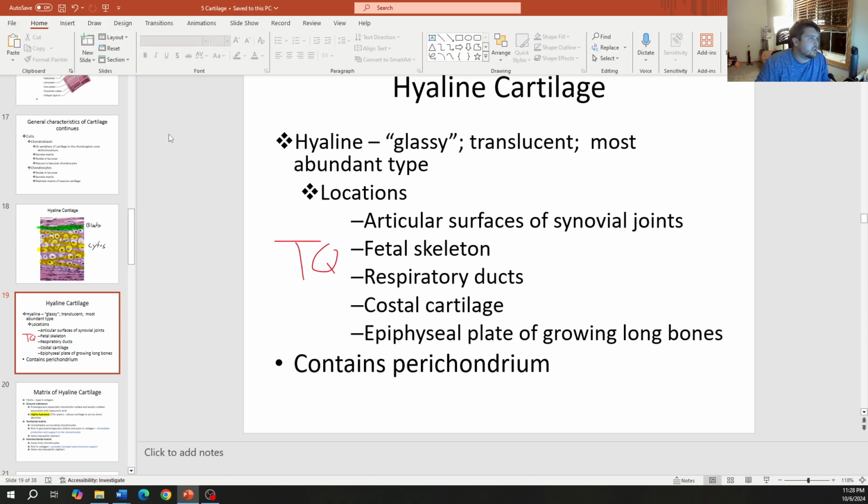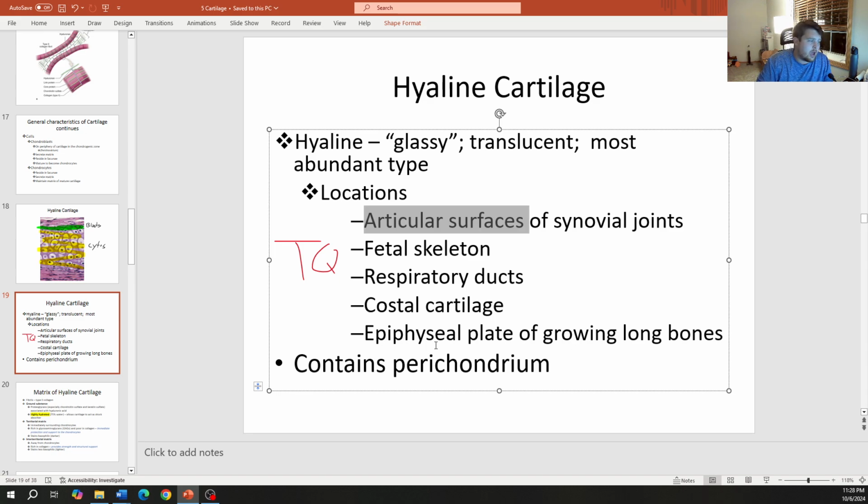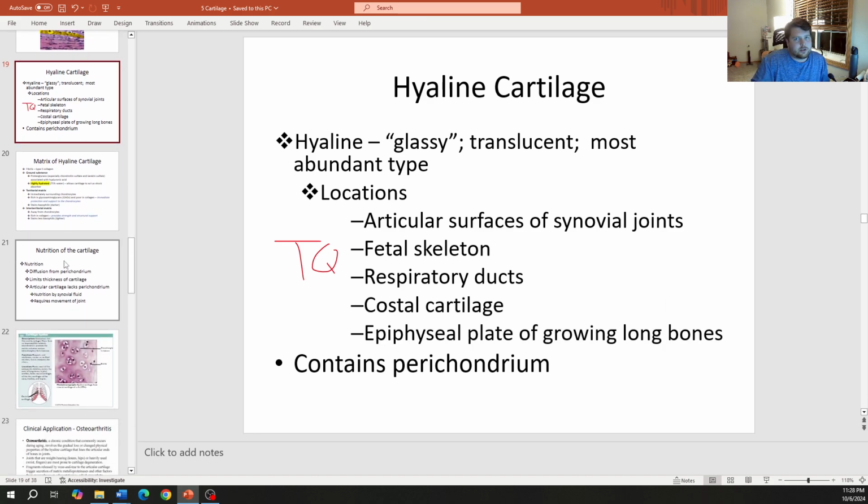So for example, the hyaline cartilage being at those articular surfaces, having a lot of water, having a lot of hyaluronic acid, it has the perichondrium as well. So the perichondrium, again, being that cartilage producing layer, we need that in that epiphyseal plate, the growth plate of growing long bones, in order to continue to lay down cartilage so that it can then later be ossified.